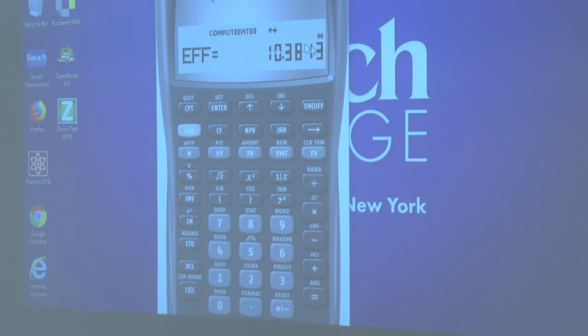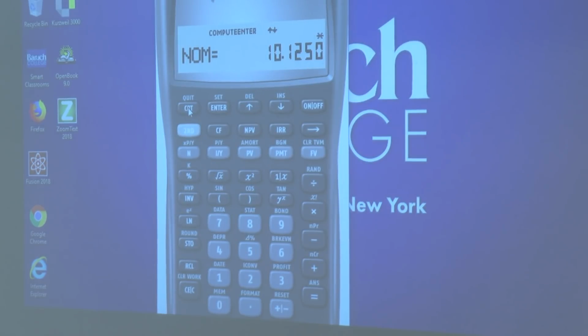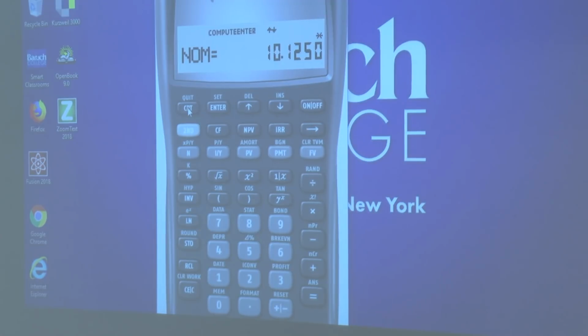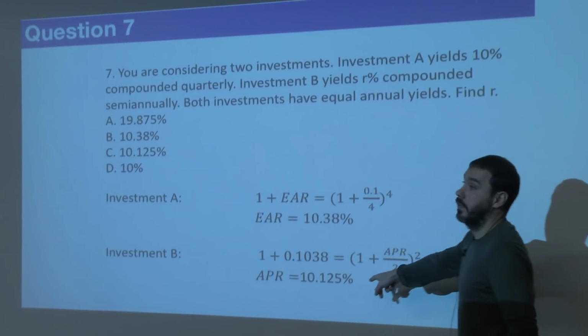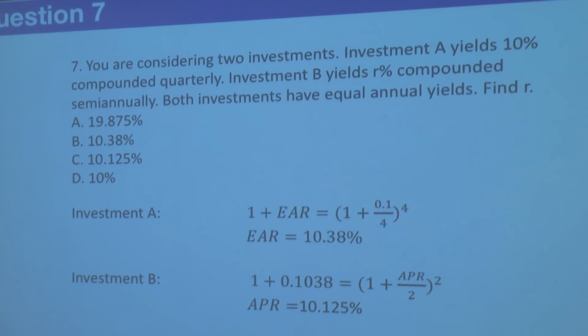So now that I have the effective rate as this, I can go and change the compounding period to 2 and then solve for the nominal, and it will give me the same answer that we had here using the formula.